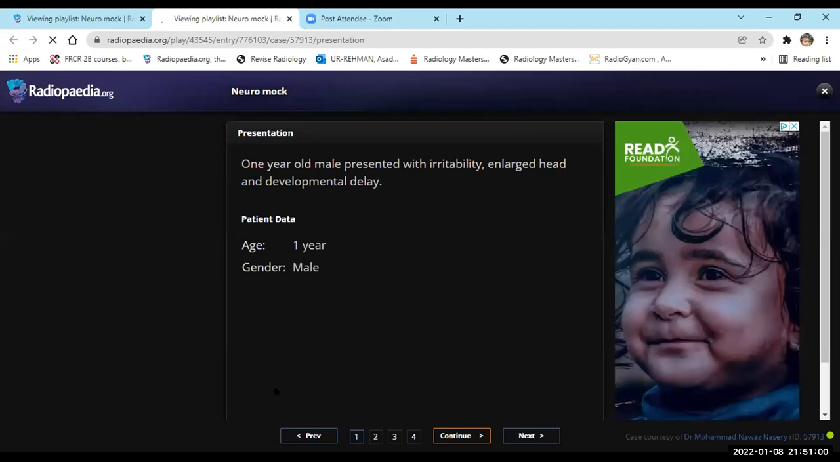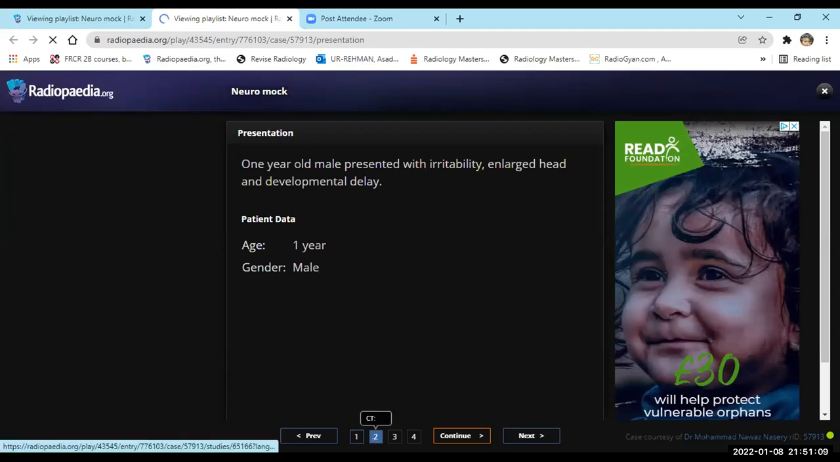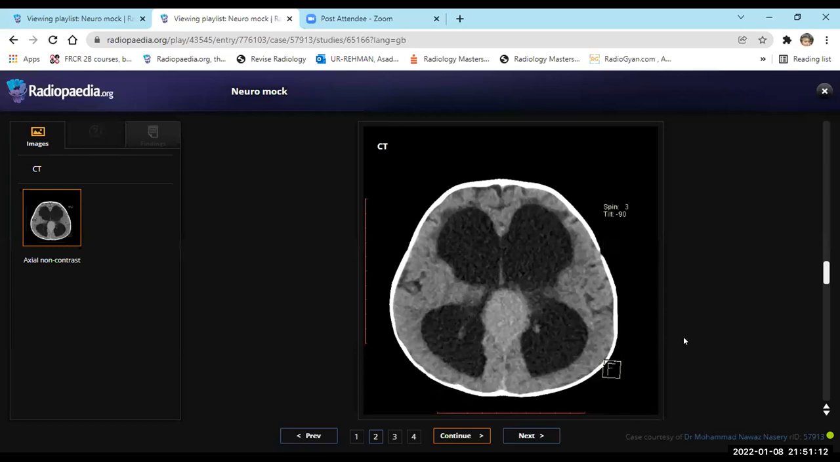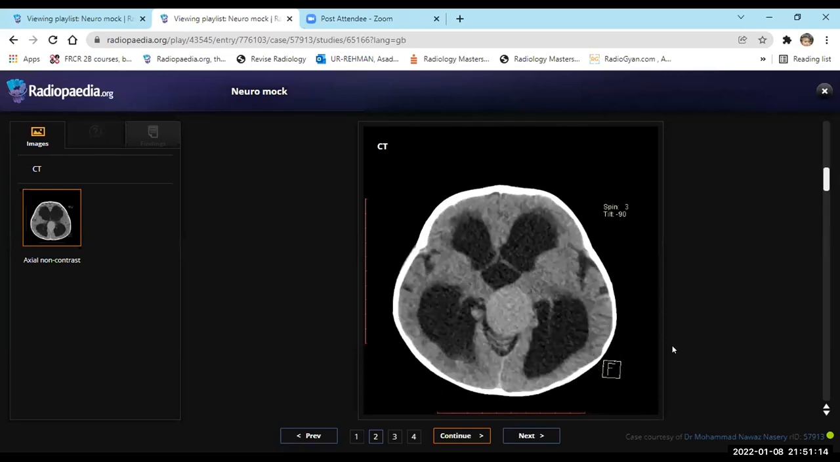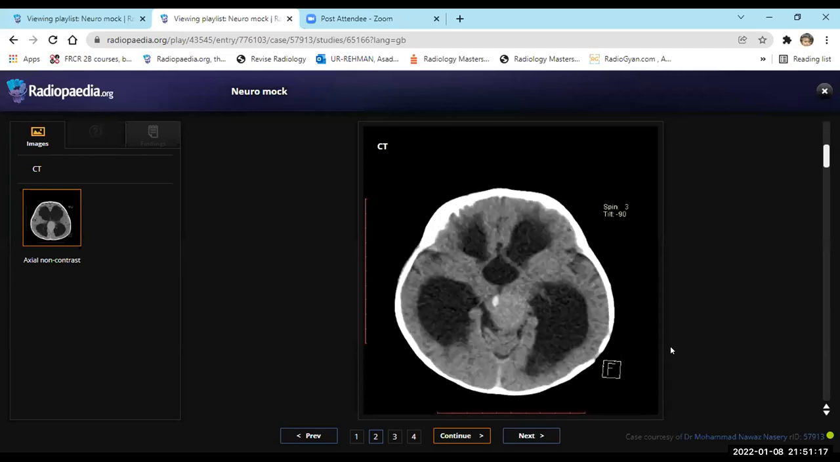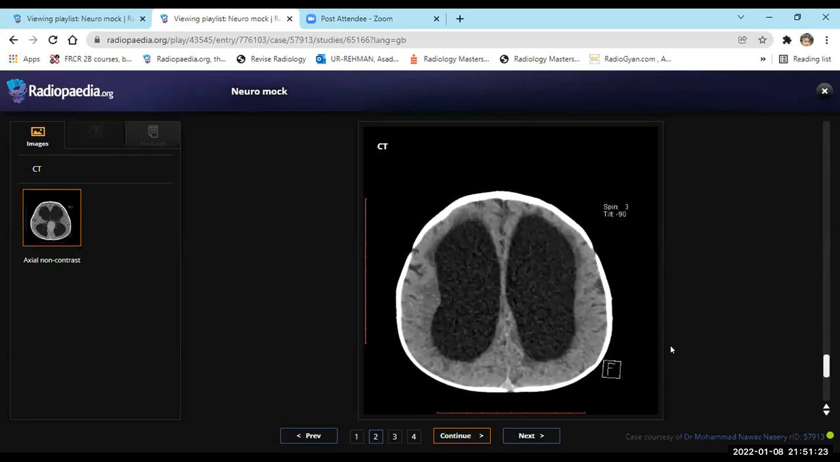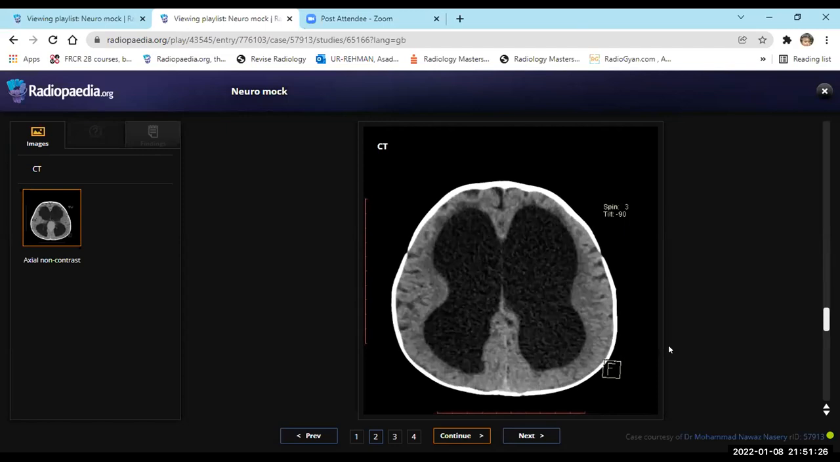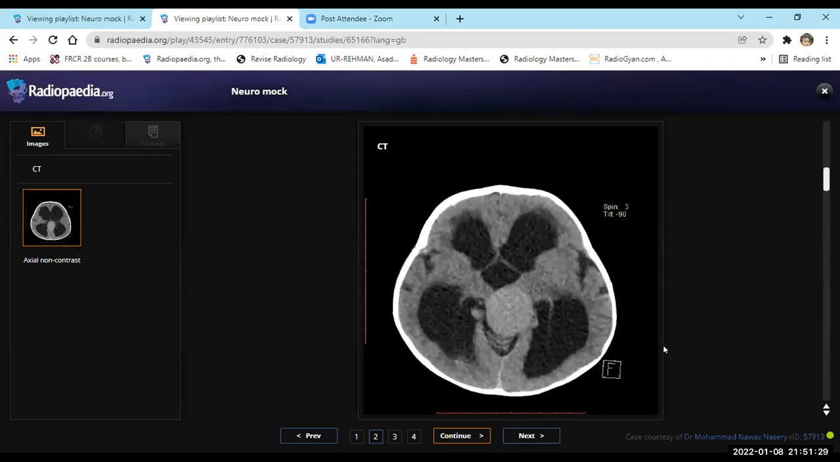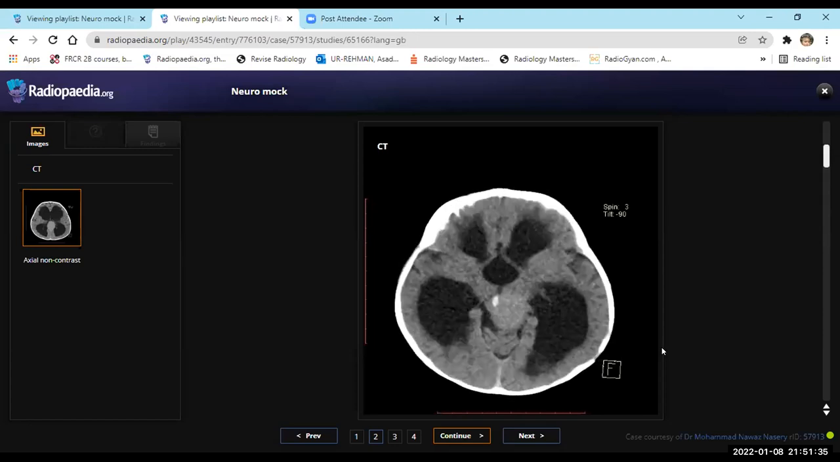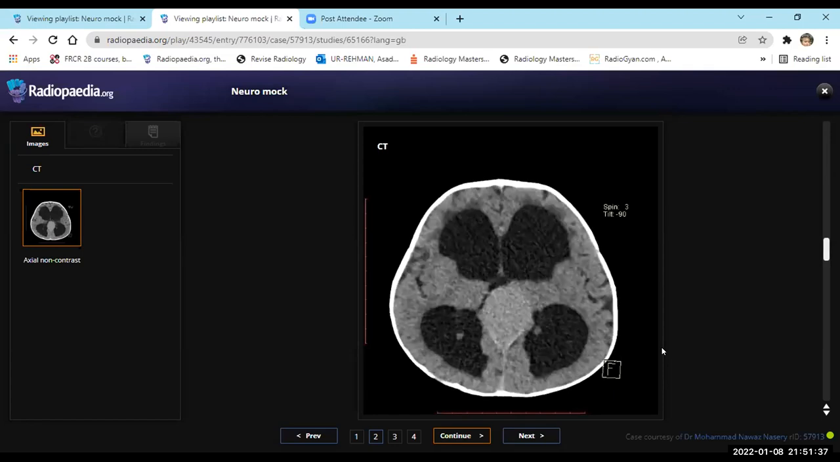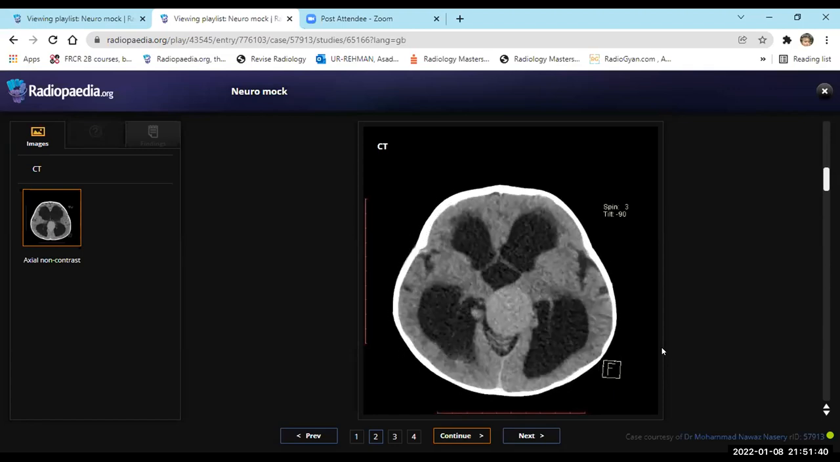This is a 1 year old male presented with irritability, a large head, and developmental delay. This is an axial CT scan of the 1 year old patient, showing a relatively hyperdense lesion at the foramen of Monro. It's causing significant obstructive hydrocephalus manifested by dilatation of the lateral and third ventricles. There are foci of calcification seen.